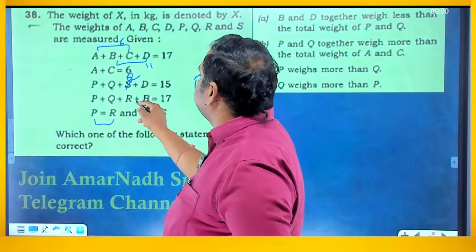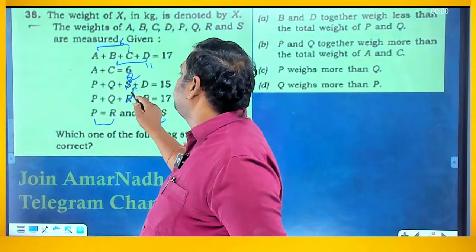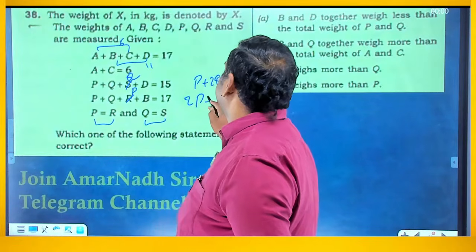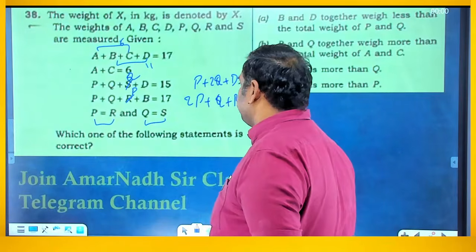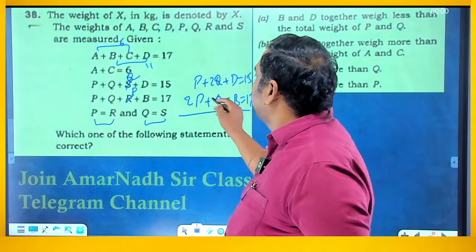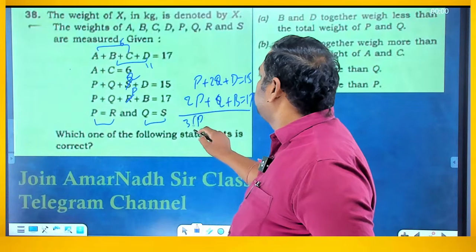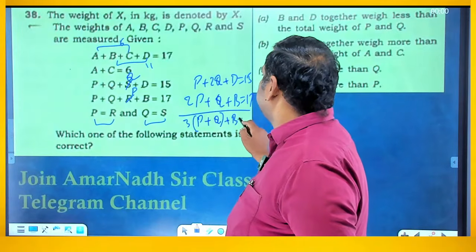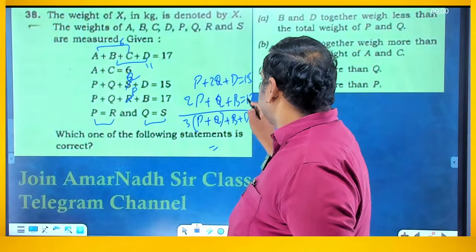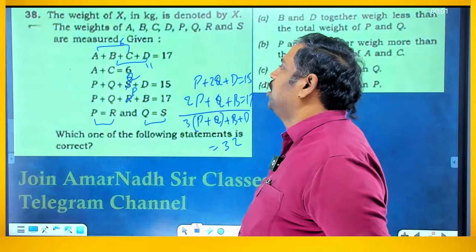P plus Q plus R plus B is 17. P is equal to R, so this one also I'll write with P. 2P plus Q plus B is equal to 17. Now if I add both, P plus 2P is 3P, 2Q plus Q is 3Q, so 3 times P plus Q plus B plus D is equal to 50 plus 17, which is 67. Wait, the figure is 32.